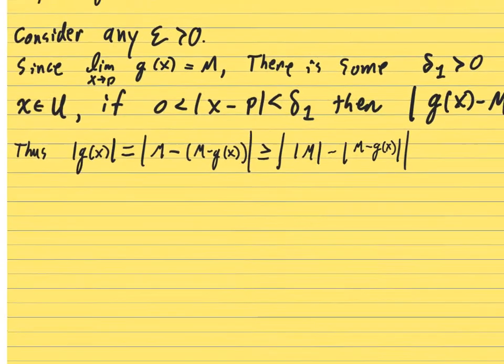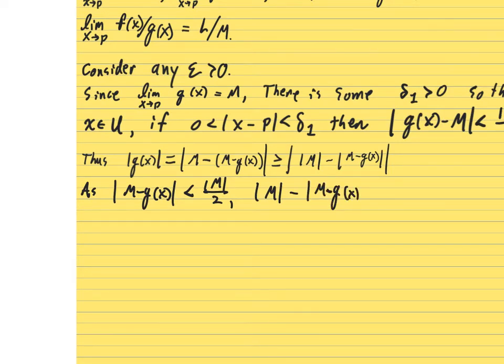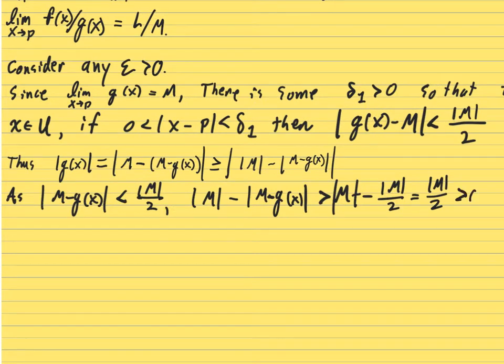Cool. So let's play with this a little bit. As the absolute value of m minus g of x is less than absolute m over 2, it follows that the absolute value of m minus g of x, the thing inside of the absolute value bars in this expression, is bigger than absolute m minus absolute m over 2, which is just absolute m over 2, and notice that that itself is positive.